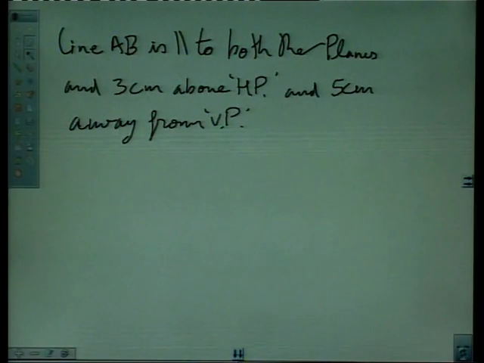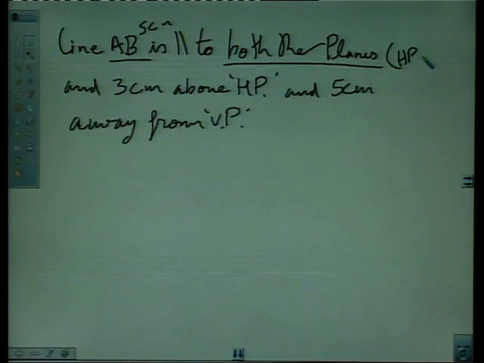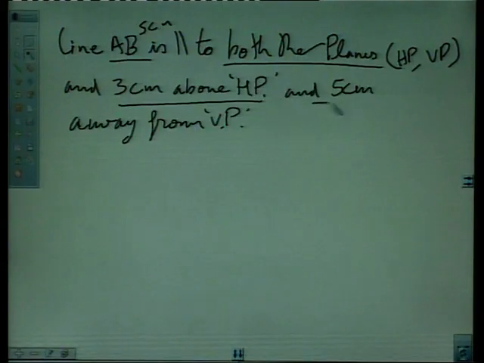So in this question we have some conditions with the line. First, a line AB, say which is 5 centimeter long again, is parallel to both the planes. Both the planes means HP as well as VP. Parallel to HP and VP. And other conditions are 3 centimeter above HP and 5 centimeter away from vertical plane.